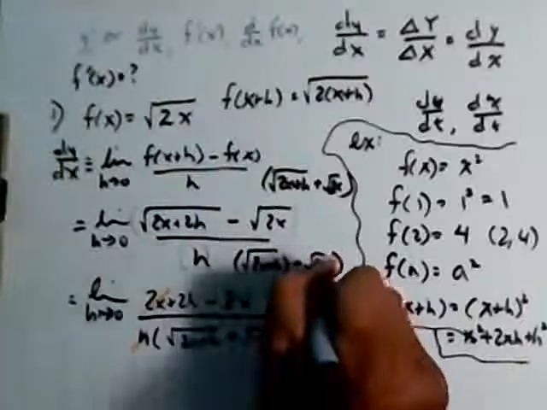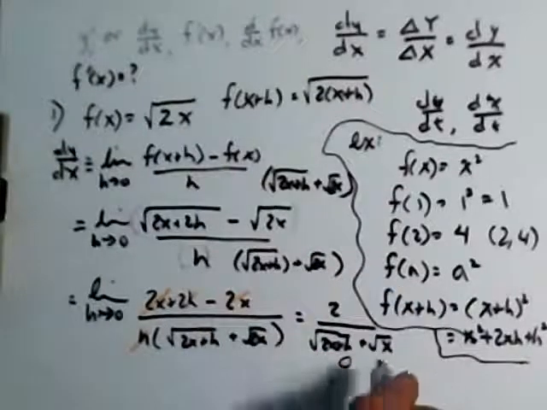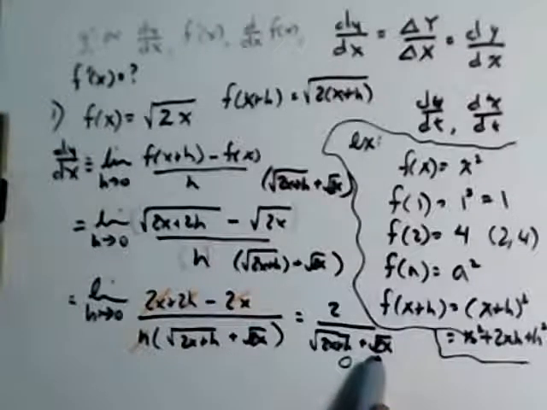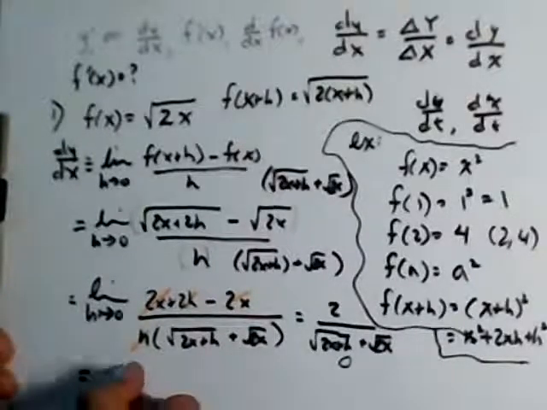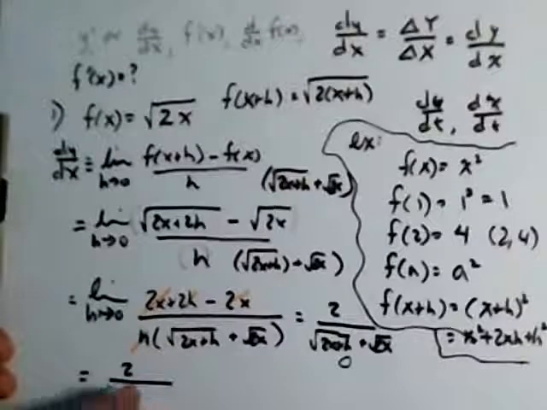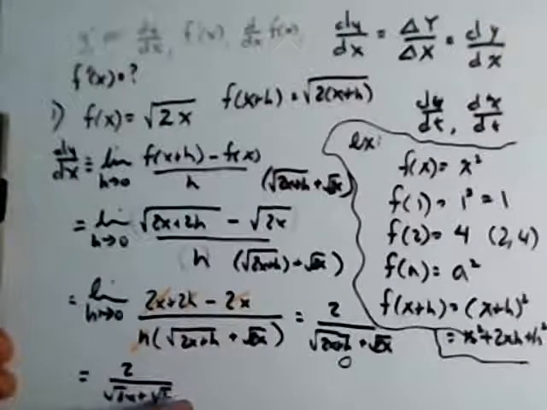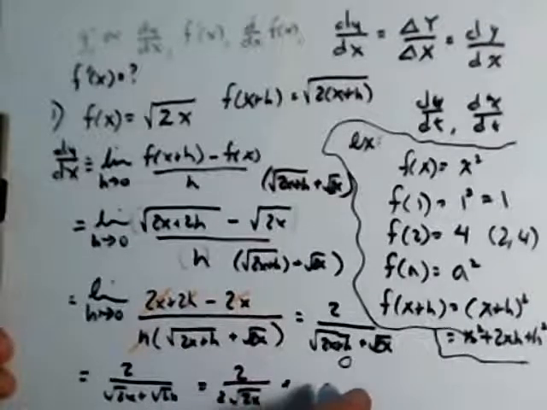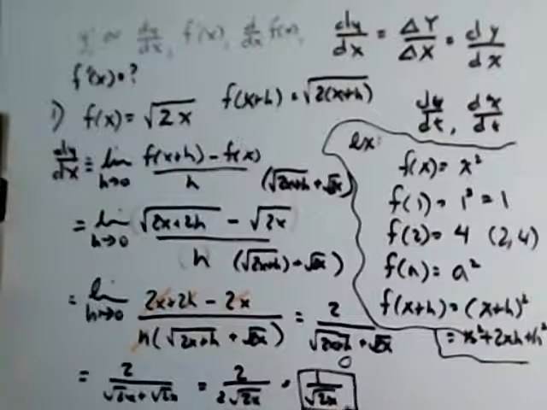Oh, this is supposed to be a 2x right here. This is going to be a 2x right there. 2x right here. Sorry about that. It should have been 2x square root of 2x. So you end up with 2 all over square root of 2x plus the square root of 2x, which is equal to 2 all over 2 square root of 2x, which becomes 1 over square root of 2x. That is your derivative function.